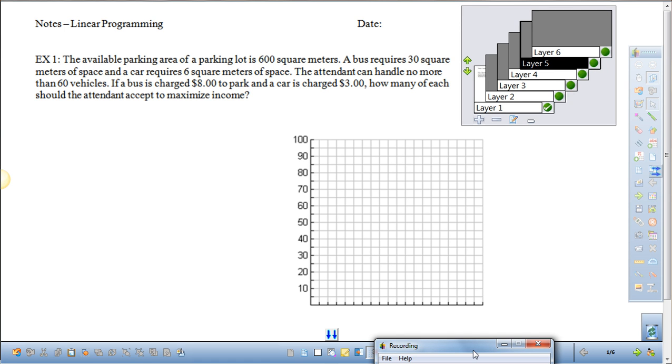Alright, linear programming. So we are going to take a bunch of the different skills that we've been learning and we're going to put them all together in one giant problem. So, let's read through it.